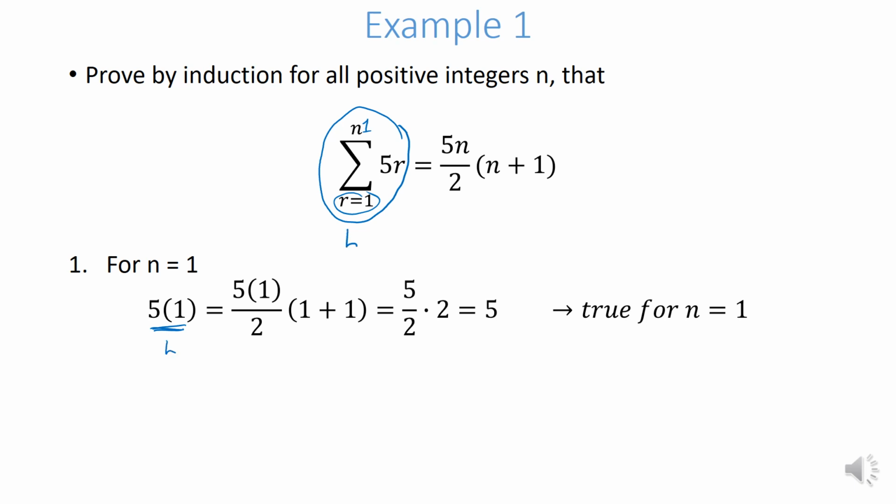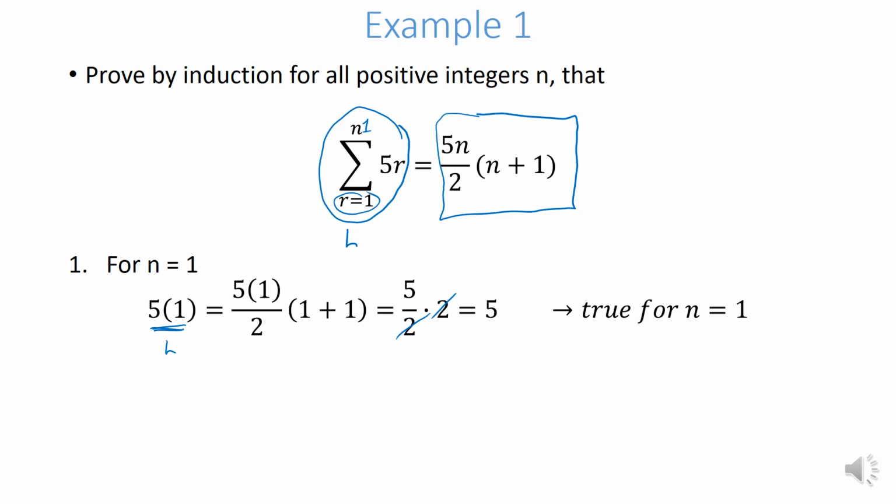Okay, so now we're going to substitute into the right hand side. I'll put a rectangle around that. Every place you see the letter n, we're going to put in the number 1. So we'll have 5 times 1 over 2 is to be multiplied by 1 plus 1. And we get 5 times 5 divided by 2 times 2, which is 1, so we get 5.